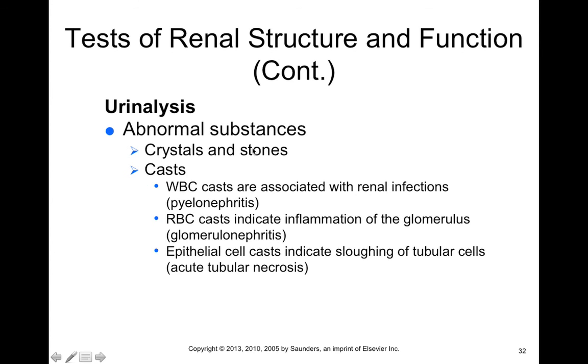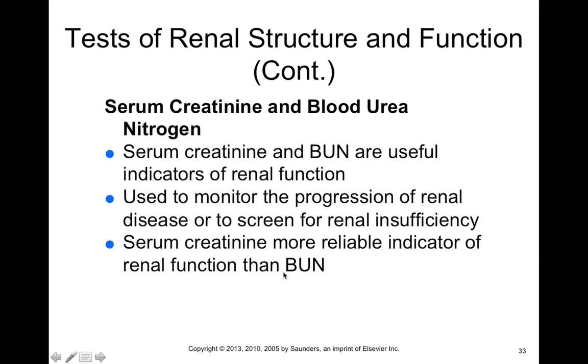Now, crystals and stones can also indicate disease, and there's different types of casts that these crystals and stones can create. We can have white blood cell casts, which are associated with renal infections, which we call pyelonephritis. Red blood cell casts indicate infection of the glomerulus and damage of the glomerulus, which we call glomerulonephritis. Otherwise, epithelial cell casts can indicate sloughing of tubular cells, which can be due to autoimmune disease or infection, which we call acute tubular necrosis.